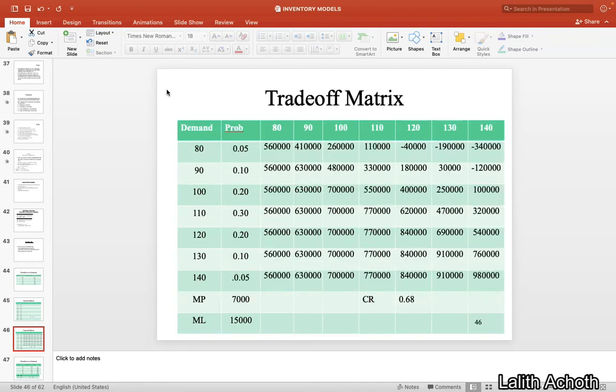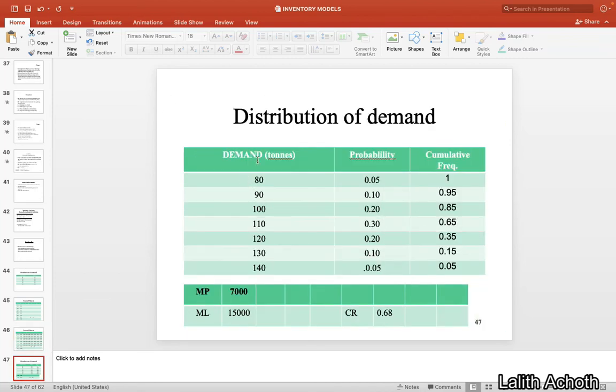It's the same data, 85% with the probabilities, right? So 5%, 10%, 5%. Now, how do we calculate this 0.68? It is marginal loss divided by marginal loss plus marginal profit. You get 0.68. Alternatively, you can do it as marginal profit, 7,000 divided by 7,000 plus 15,000. You can also calculate the critical ratio like that. So the value will be different. Let me just show you.